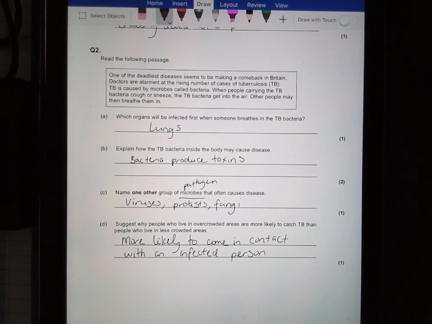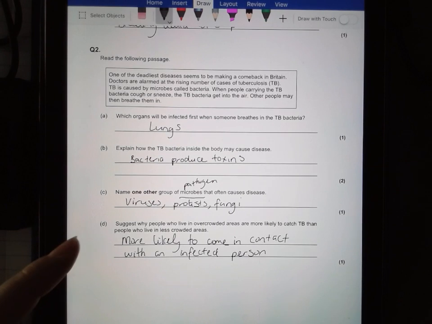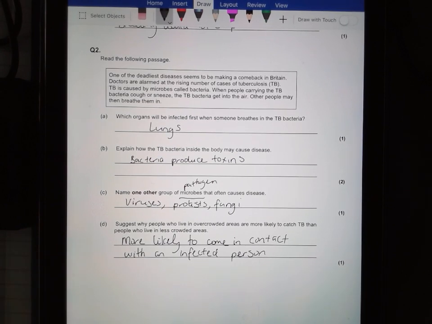Suggest why people who live in overcrowded areas are more likely to catch it. If you're in a crowded area, you're more likely to come in contact with an infected person than if you're living in a less crowded area. Also, if you've got lots of people who are infected in a small area, they're all coughing and sneezing, and there are lots and lots of bacteria in the air. So you can say you're more likely to come in contact with an infected person, or that there is more TB bacteria in the air in an overcrowded area.